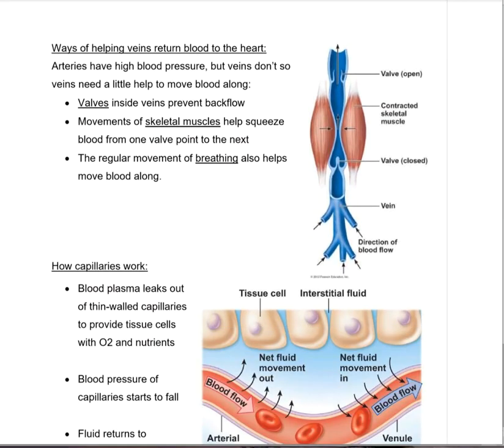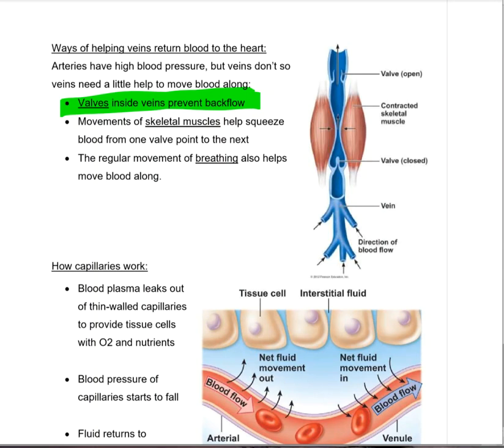Okay. Next, I was talking about the veins having to return blood to the heart. One of the things that we just mentioned was valves, right? Valves inside prevent backflow. And you can see one valve open and one valve closed in that picture.